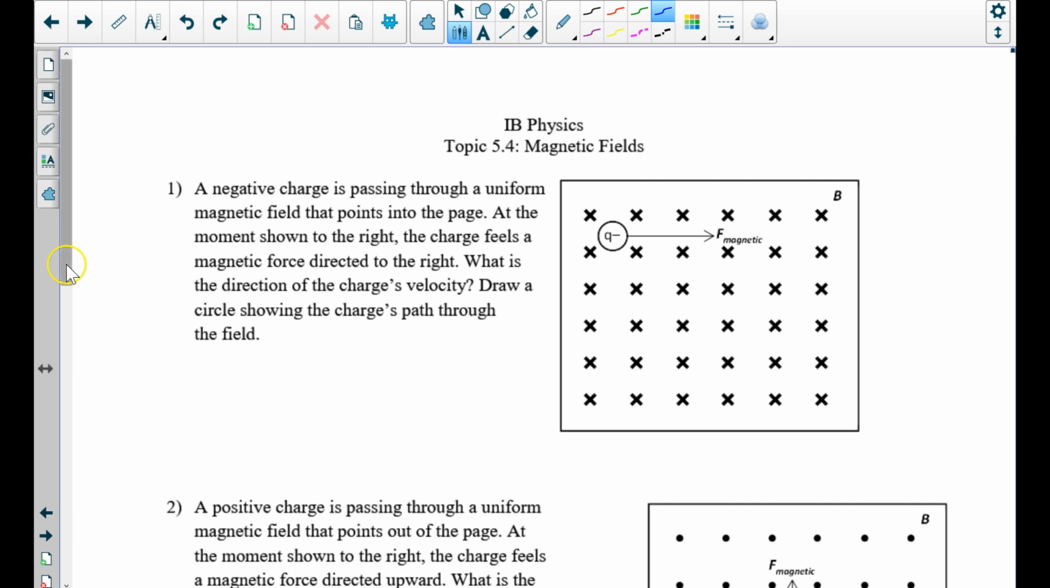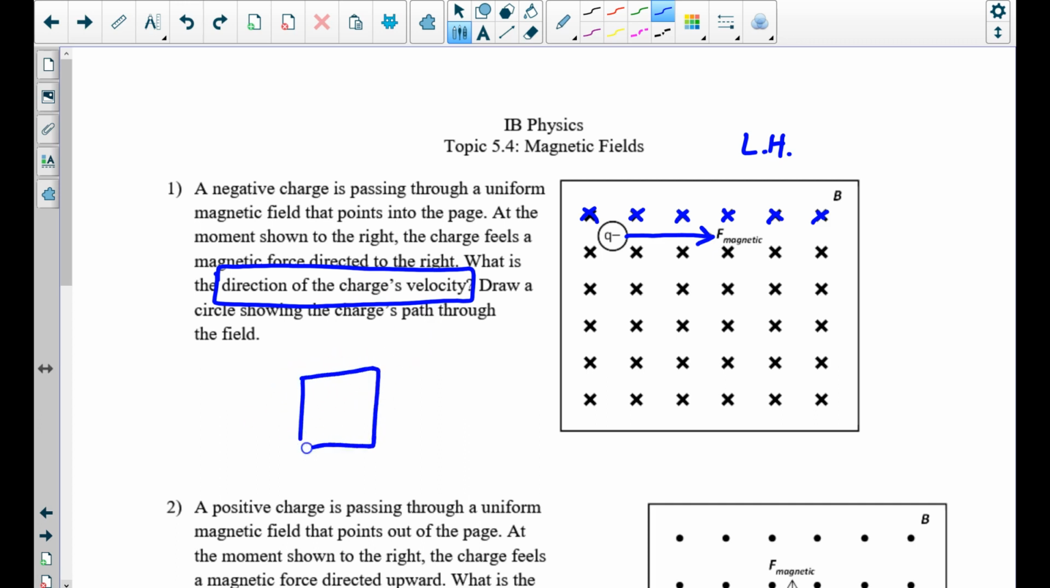Let's take a look at some examples which are on page 17 of our notes to work this out. Okay, we have to imagine our hand. We have this negative charge, and it feels a force to the right. Because the charge is negative, I use my left hand, and it says, okay, the magnetic field points into the page as indicated by these X's. We have to find the direction of the charge's velocity.